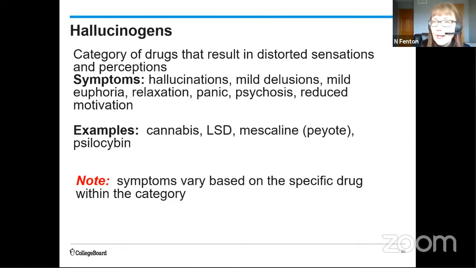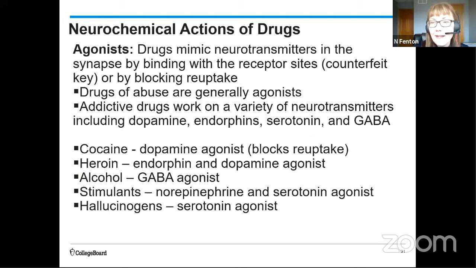So all of these psychoactive drugs work in the nervous system, and they work either as agonists or antagonists. And for the most part, drugs of abuse are going to be agonists for neurotransmitters like dopamine, endorphins, GABA. Alcohol I have here listed as a GABA agonist, but it also affects dopamine and serotonin.